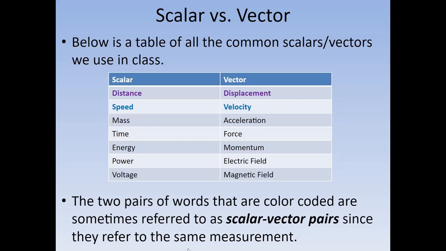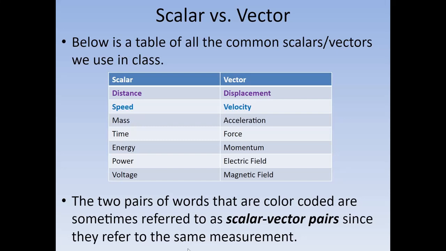Now, it doesn't always work because sometimes instead of using the word force, they might use the word weight, or instead of using energy, they might say kinetic energy. So it doesn't work every single time, but it can help you if you completely blank on what scalars and vectors are. Now, one thing to notice about this chart is you may realize that there are two things colored. Distance and displacement are colored purple, and speed and velocity are colored blue.